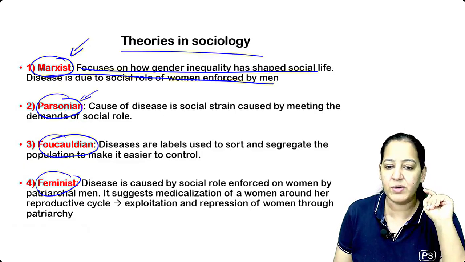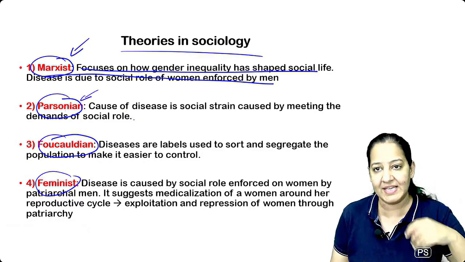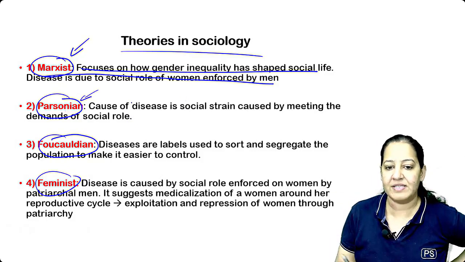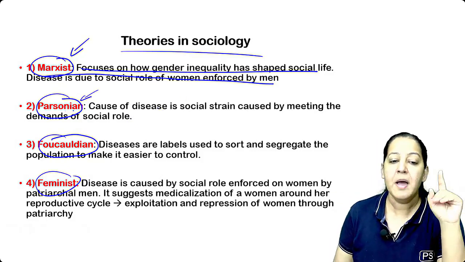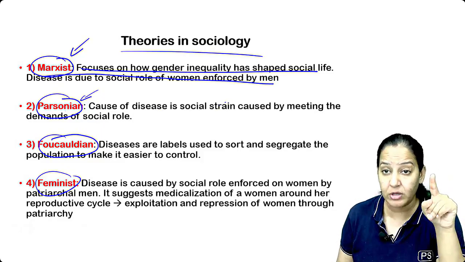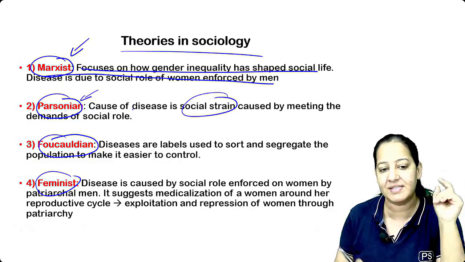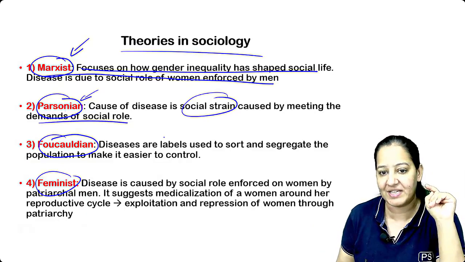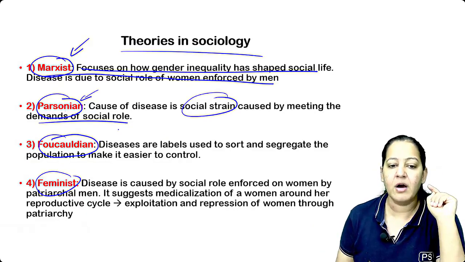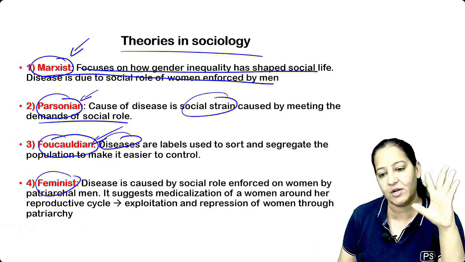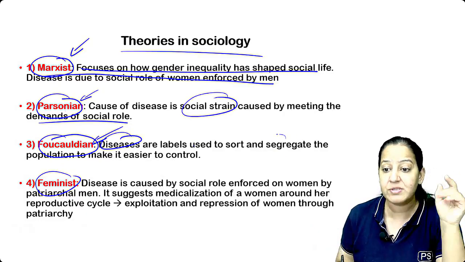The second is Parsonian theory. Parsonian theory says that the cause of the disease is the social strain. Because of the social strain, many diseases are there because of the demands of the society. That is the Parsonian. Foucauldian theory says that we divide the population into two groups, diseased and non-diseased. So it's a way to segregate the population.